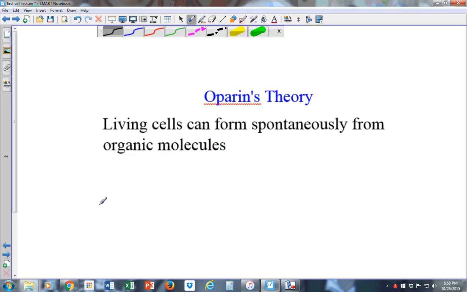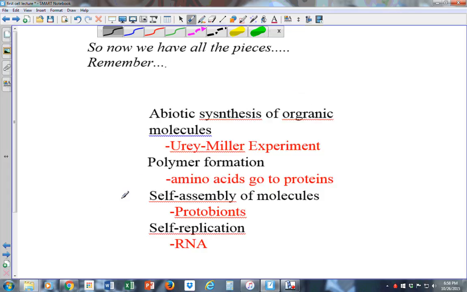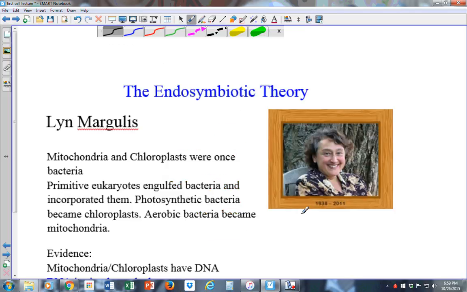And so, if you look at the last one there, primitive cells, this is Oparin's theory. Oparin's theory says we could have primitive cells which could spontaneously form from organic molecules. So we've met all four of them, right? Urey and Miller showed we can make organic molecules from inorganic. We know that polymers can form at hydrothermal vents. Amino acids, therefore, could be put together into proteins. We found that RNA is a self-replicating molecule, which eliminates the need for proteins. And we found that we could have self-assembly of molecules, because of their hydrophobic properties, into primitive cells called protobionts.